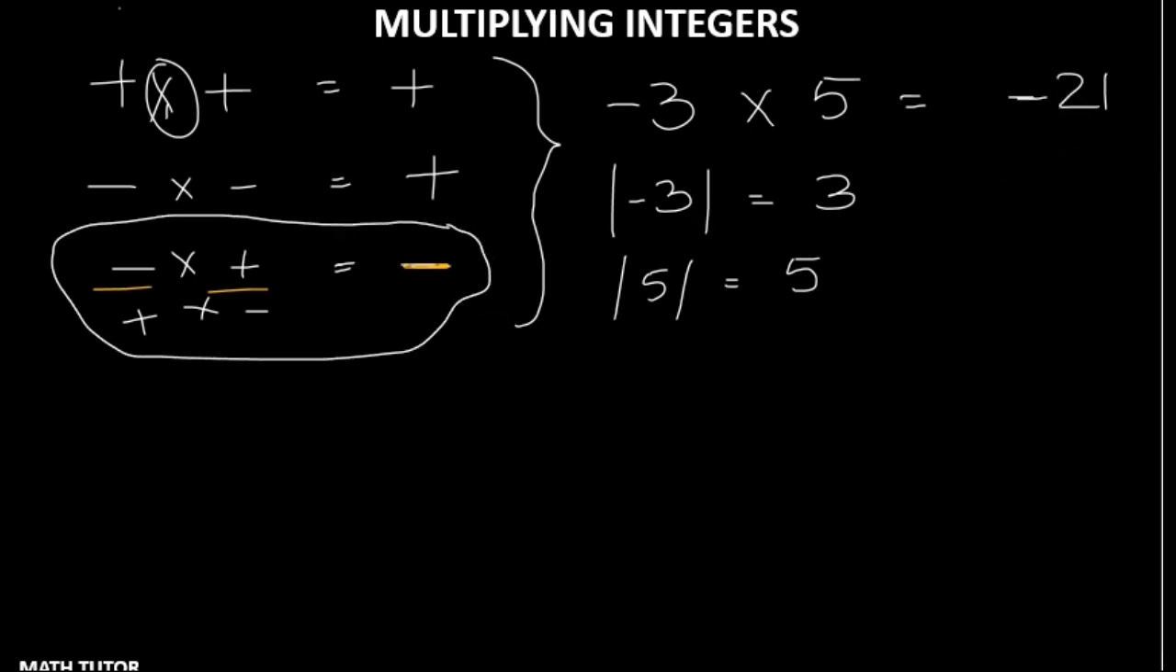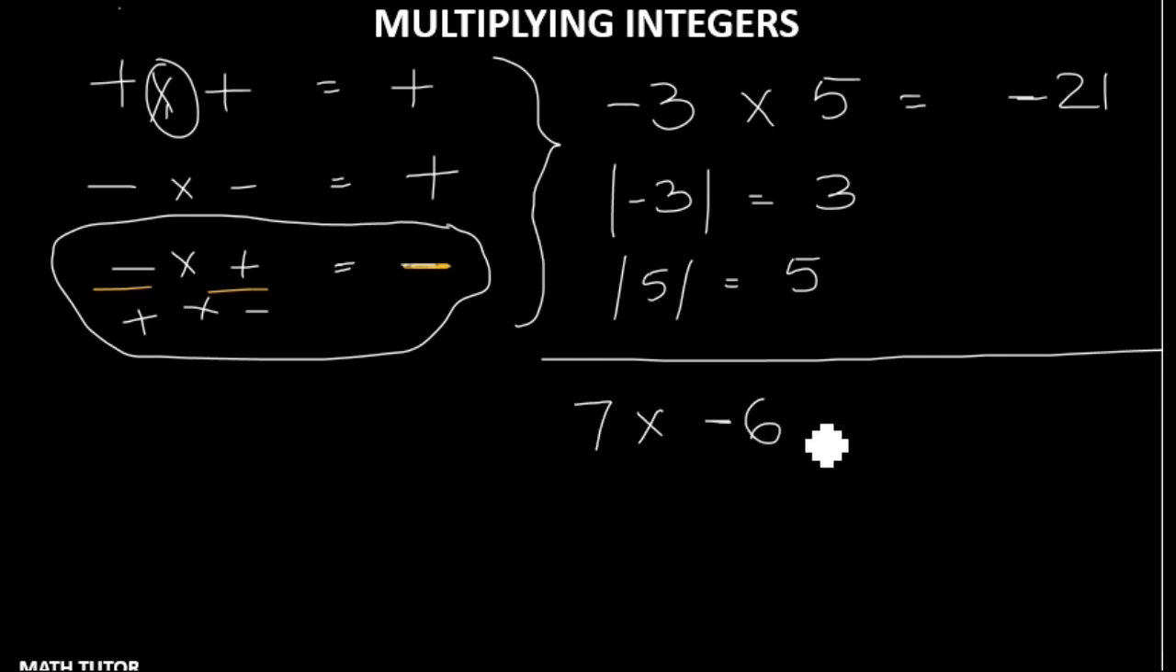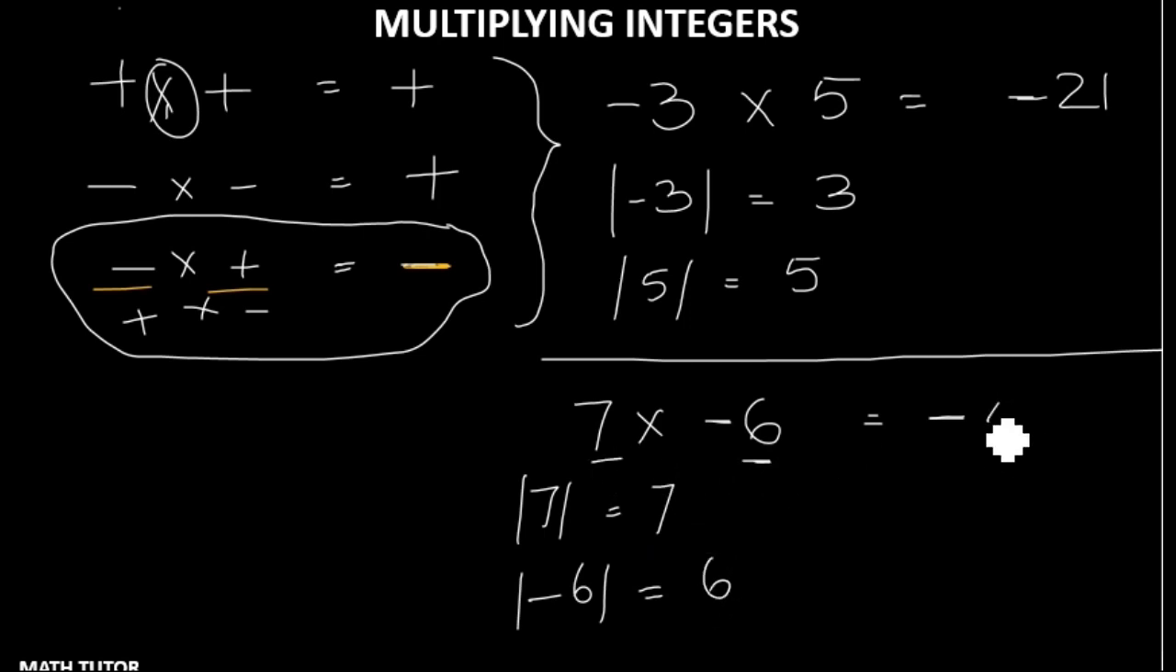Let us consider one more example, like 7 times minus 6. What do you think their product will be? Since both have opposite signs, their product will be minus, and the absolute value of 7 is 7 and the absolute value of minus 6 is 6. So 7 times 6 equals 42.